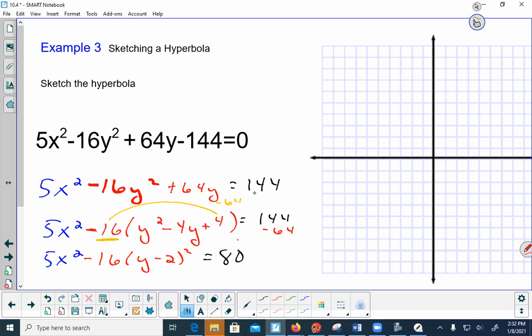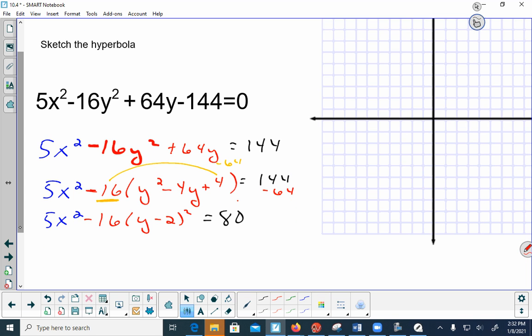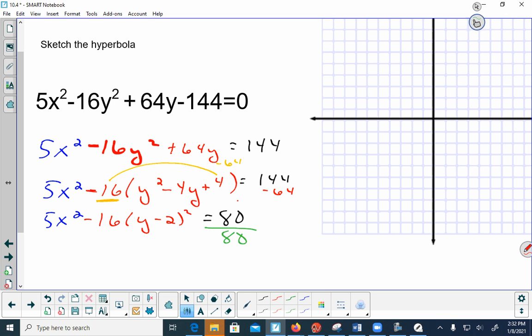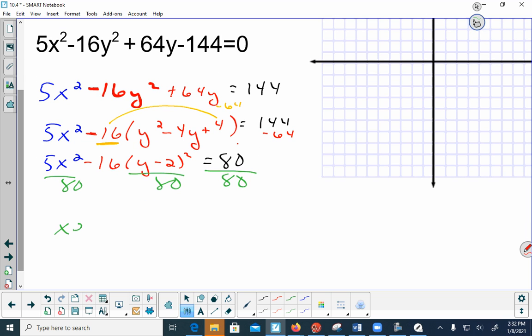Again, all ellipses and hyperbolas are set equal to 1. So I'm going to divide everything by that 80. So 80 and 80. And when I do that, I end up with x squared over 16 minus y minus 2 squared over 5 is equal to 1. And again, I want it equal to 1.